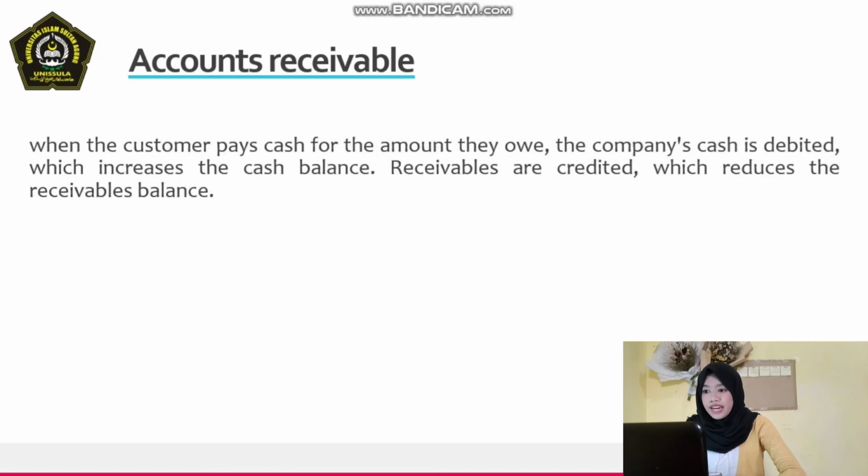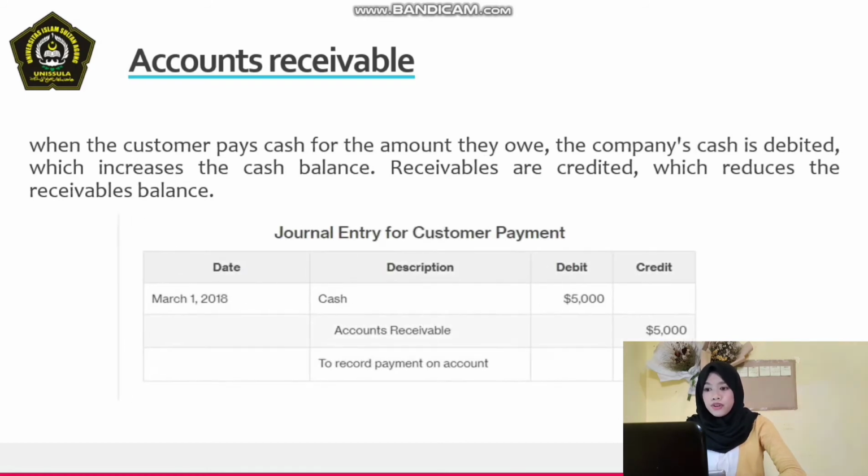When the customer pays cash for the amount they owe, the company's cash is debited, which increases the cash balance. Receivable are credited, which reduces the receivable balance. This is journal entry for customer payment. Date March 1, 2018. Description: cash on debit and account receivable on credit. This is to record payment on account.